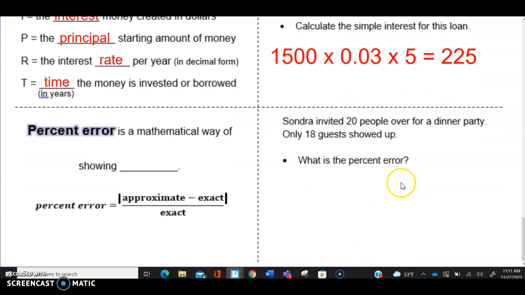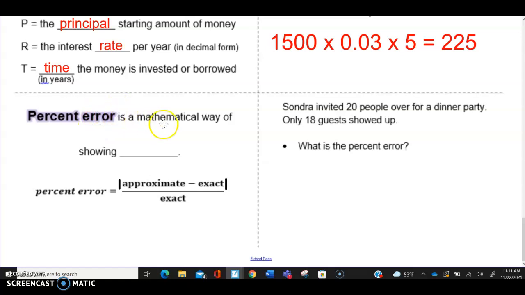So that would be an additional amount that had to be paid in addition to the $1,500 that they borrowed. Our last word is percent error. This is a mathematical way of showing accuracy, or how correct something is. So we have approximate minus exact divided by exact. We want the absolute value of approximate minus exact. We would want that to be a positive number. Sometimes we'll also see this as observed minus expected divided by expected.